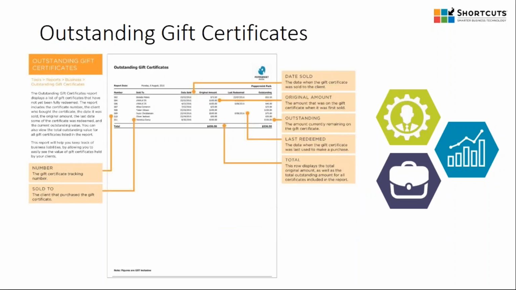We also have our outstanding gift certificates report, which displays a list of gift certificates that have not yet been fully redeemed. The report includes the certificate number, if you do track them within shortcuts, the clients who bought the certificate, as long as it's not put against a walk-in, and the date it was sold, the original amount, the last date some of the certificate was redeemed, and the current outstanding value.